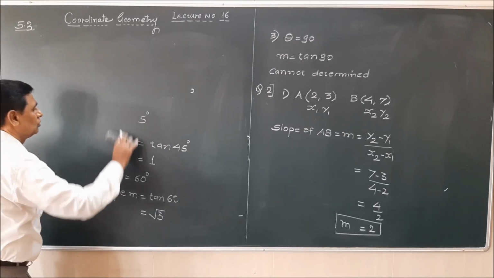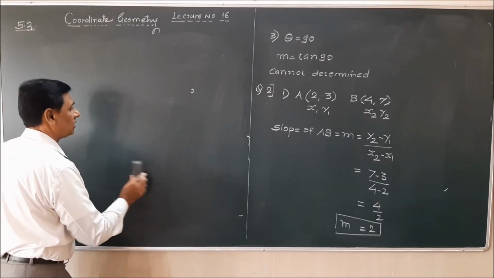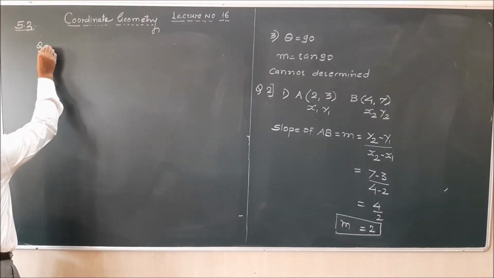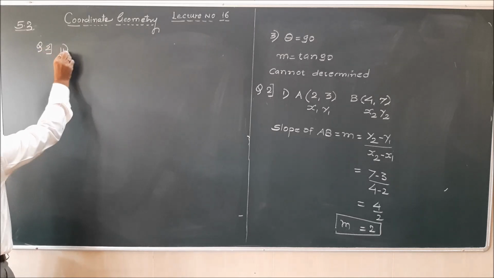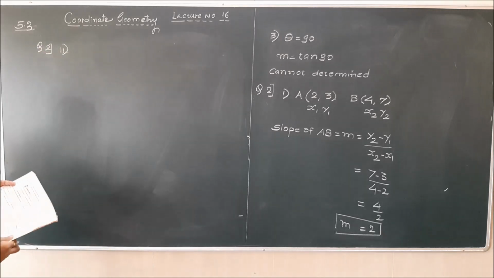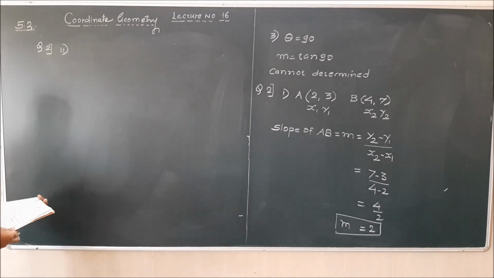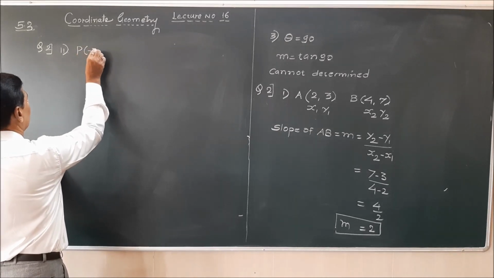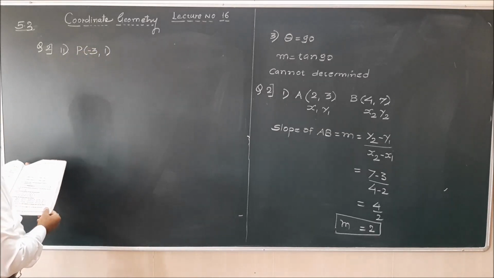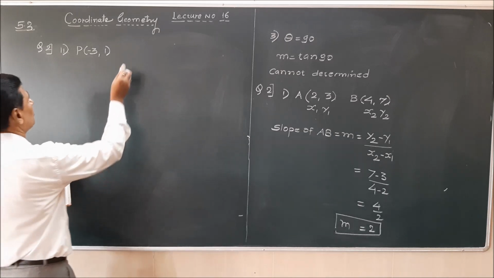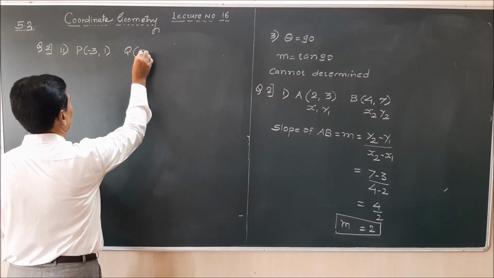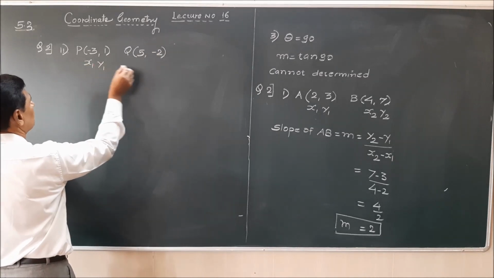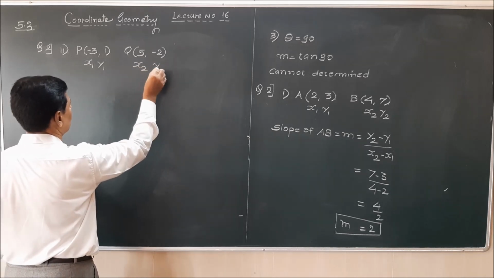Question number 2, sum number 2. In this case, they have given us P(minus 3, 1), while Q is (5, minus 2). In the same way, label the first point as x1, y1 and the second point as x2, y2.